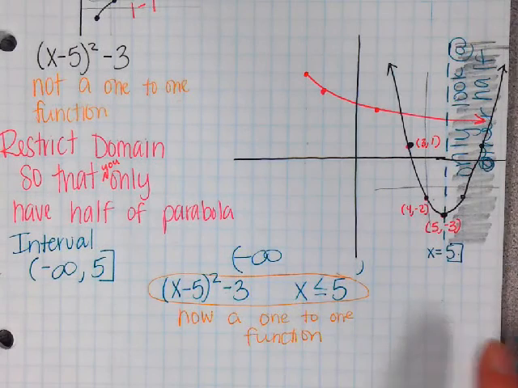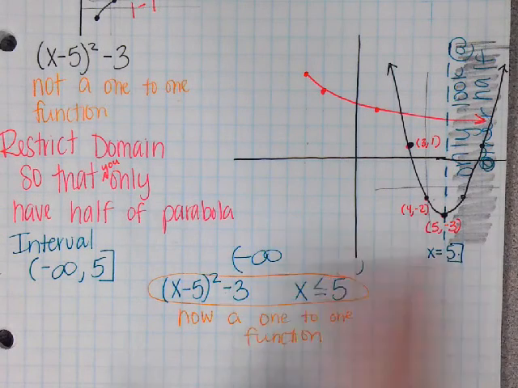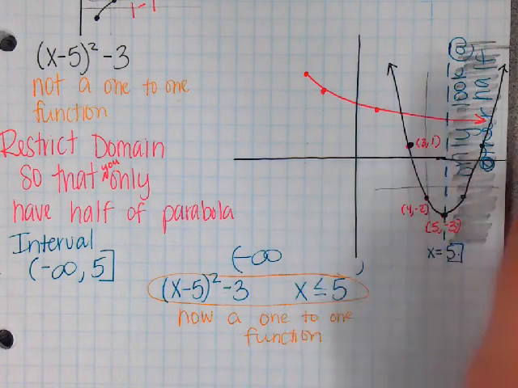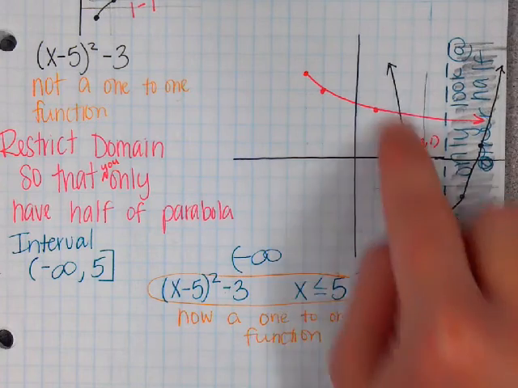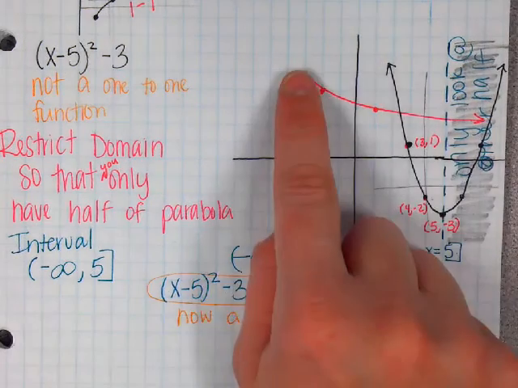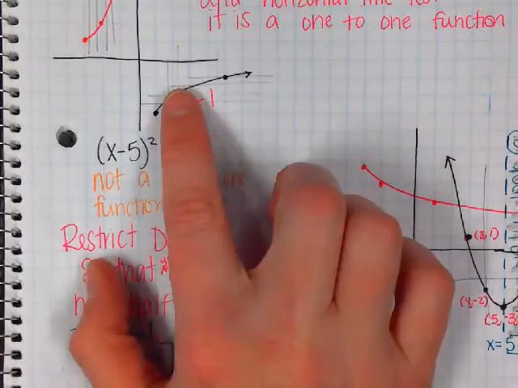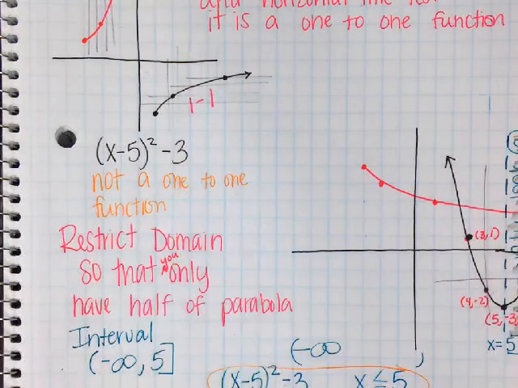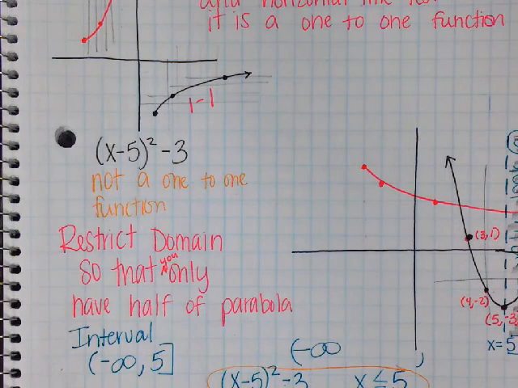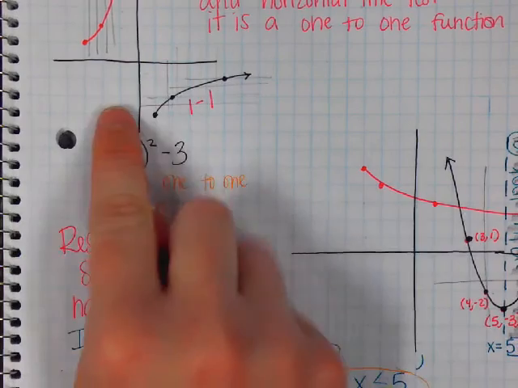So just pay attention to that. On your activity, you can pick which half you want. Just make sure that you only graph the part that you want, and then either the upper or the lower part. Square roots, remember, are already one-to-one, so you don't have to worry about those. You don't have to restrict the domain on those because it's already one-to-one.